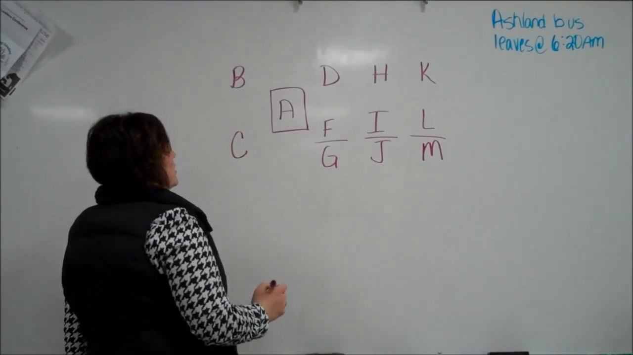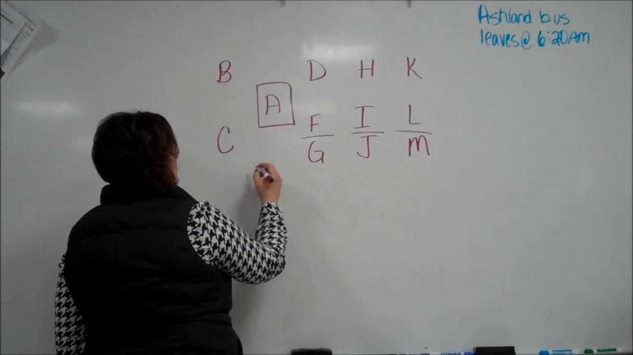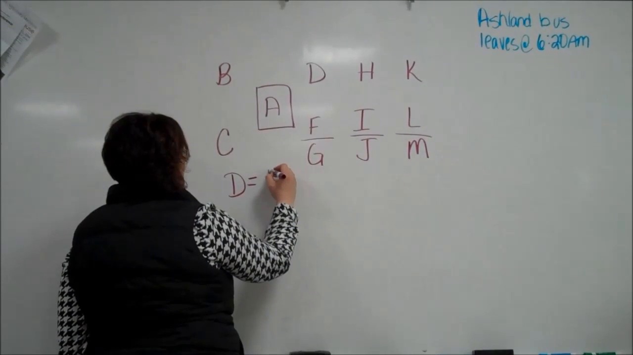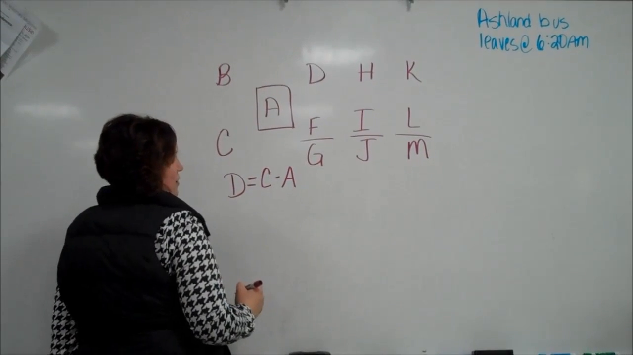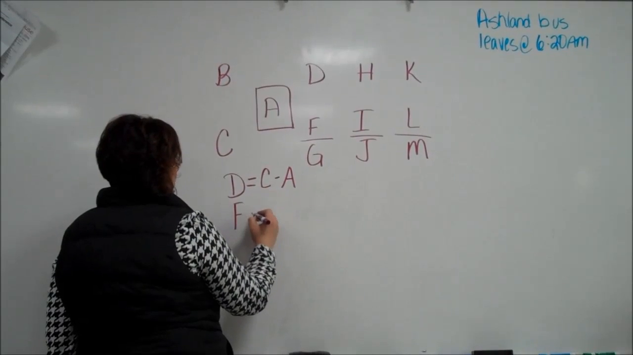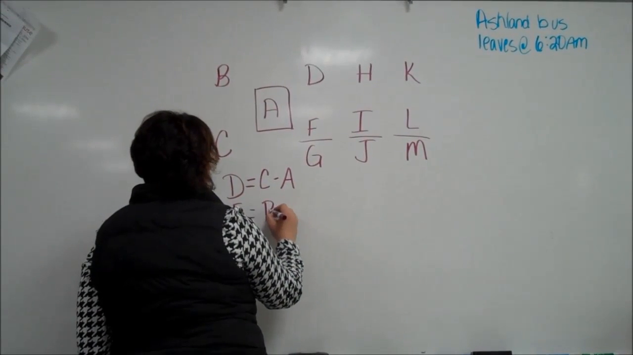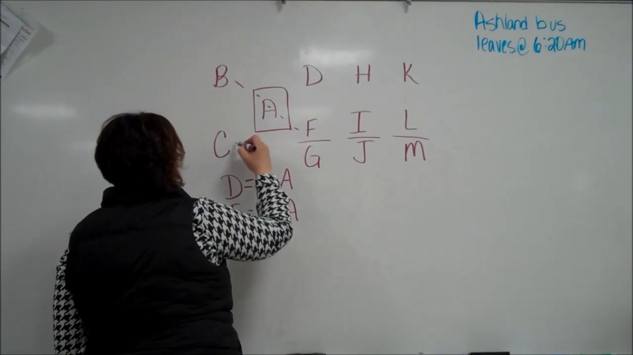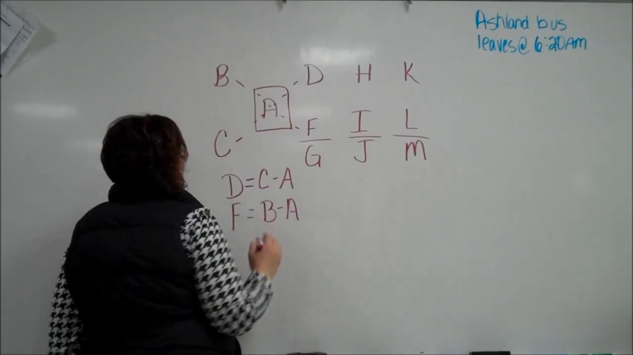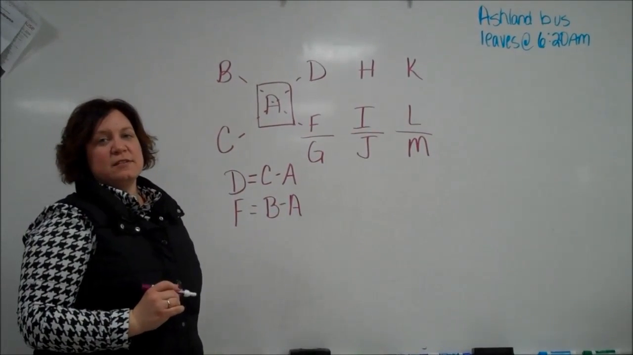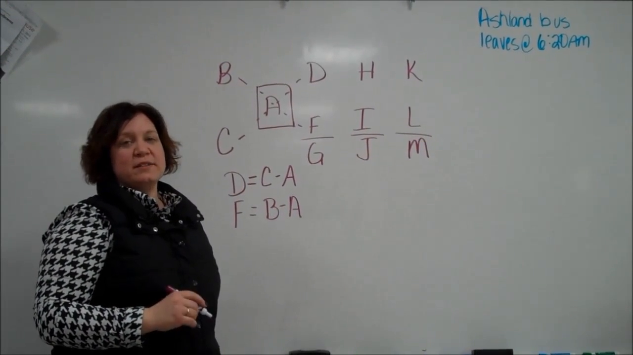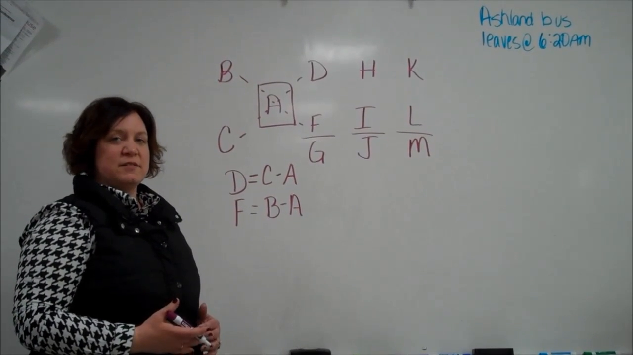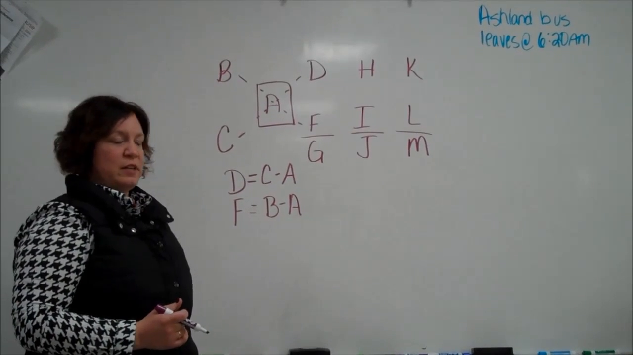Okay, to start the feed ration, what we do to find letter D, D is equal to C minus A. F is equal to B minus A. Now, one of these two feed ingredients will have a negative number. When balancing feed rations, you delete the negative sign. So we will not use the negative sign when continuing on with our math formulation.